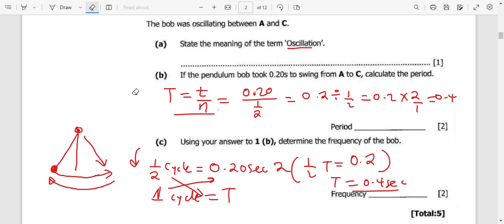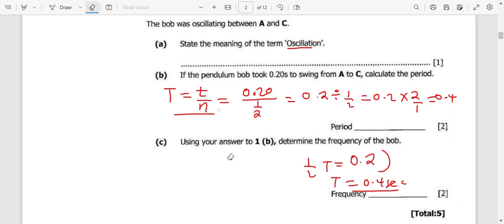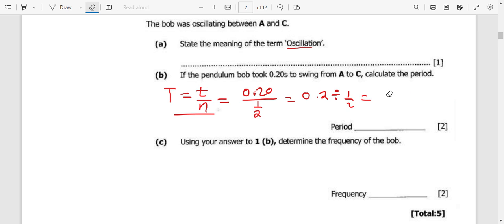So the period is simply the time taken for the bulb to move from point A to point C and then back to point A. The movement from point A to point C is half a cycle. The movement of the ball from point C back to point A is another half cycle. So half cycle plus half cycle gives us one cycle.